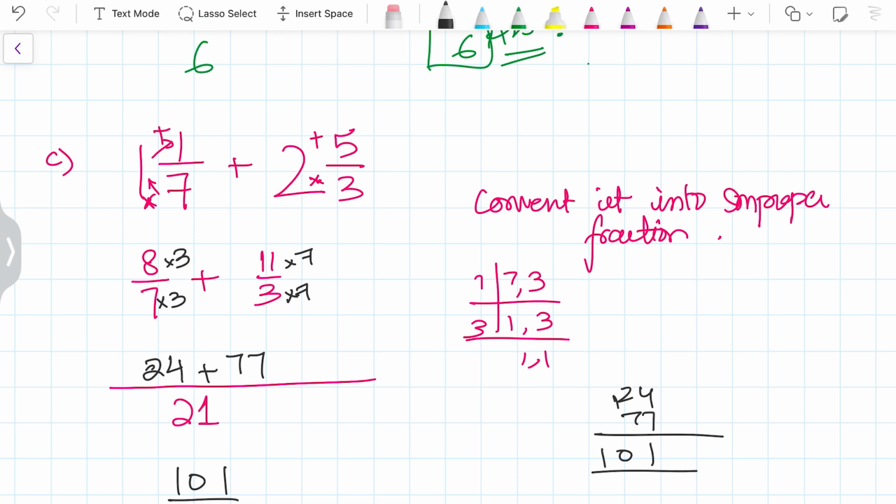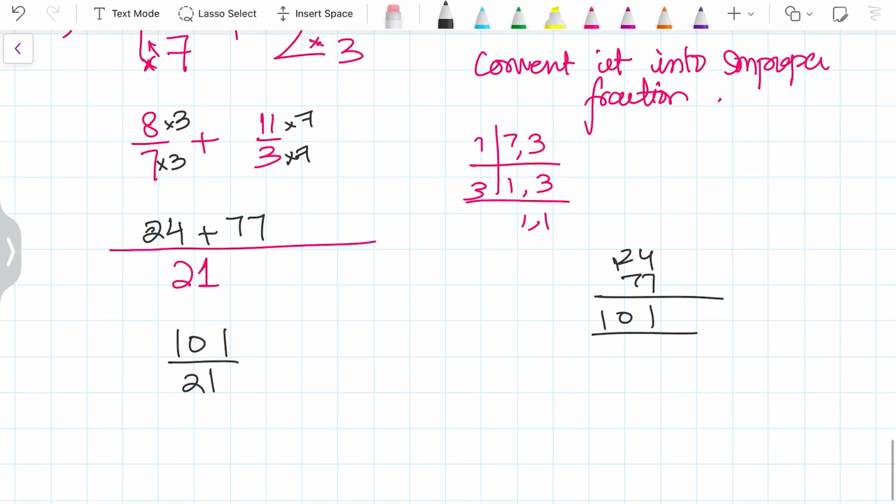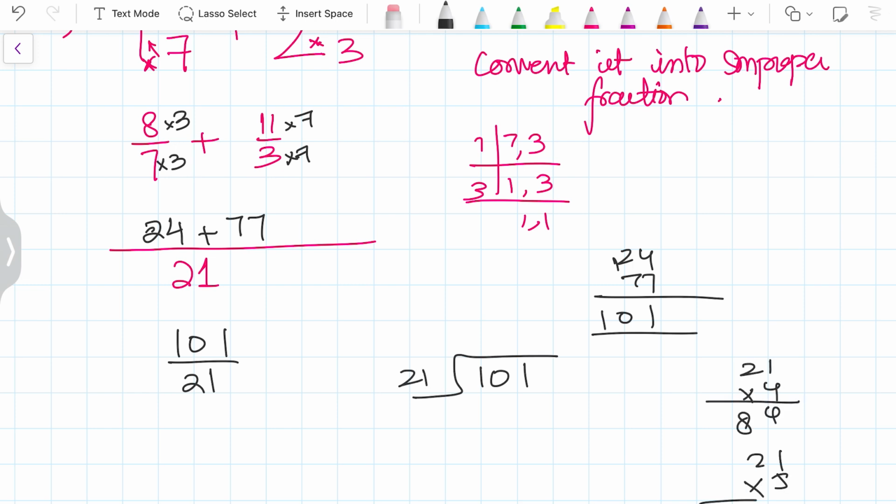Now 101 divided by 21. 21 into 4 is an 84. Let's do a division. 21 times 5 will exceed 100. So 21 times 4 is an 84. So you're left with a 16 and 1, 17. So it's a 4 whole 17 upon 21.